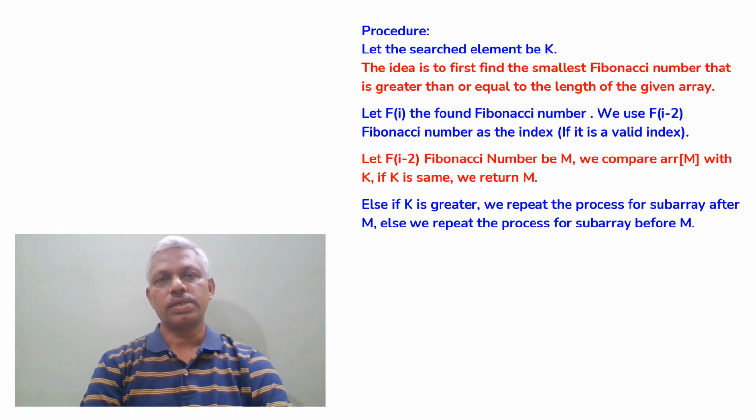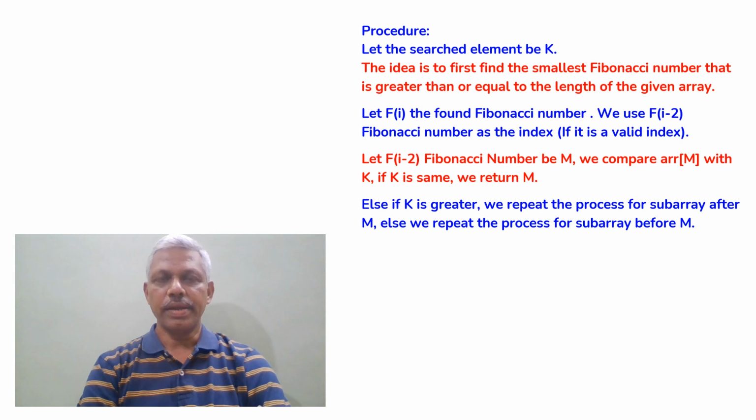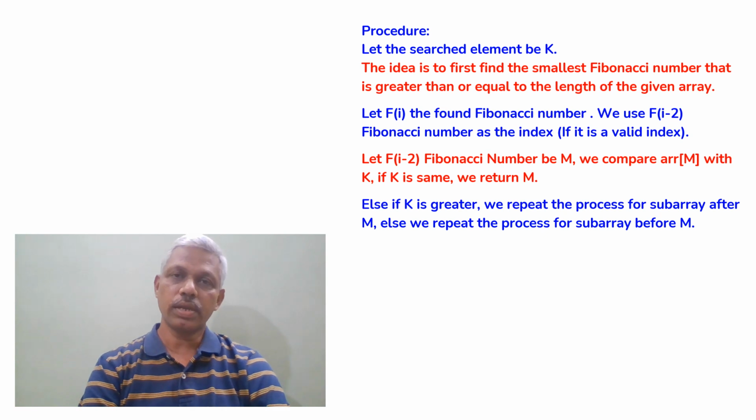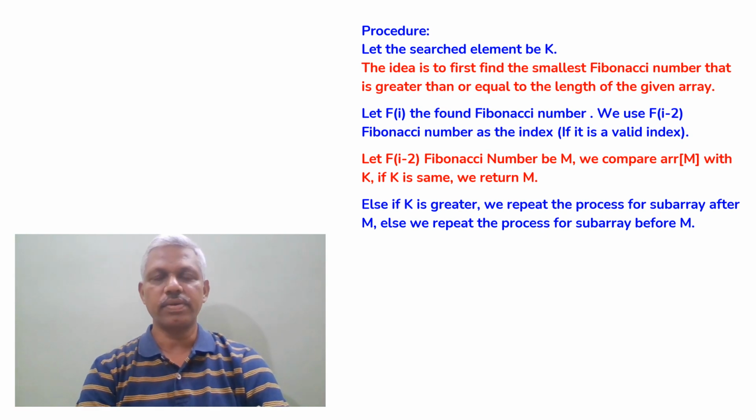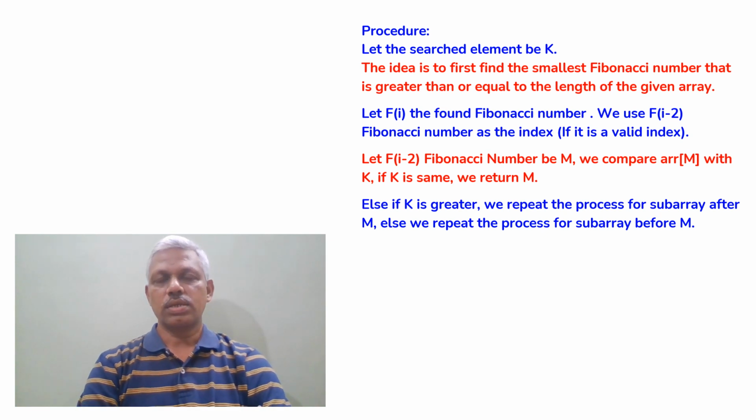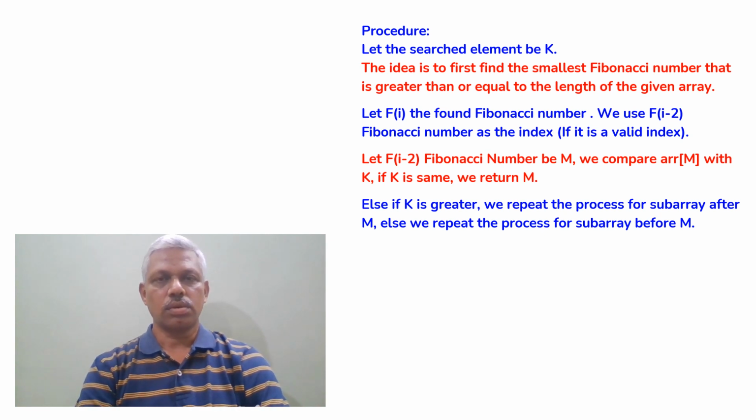Now, if you look into the procedure, if k is the key value to be found in the given sorted array, the idea is first we find the smallest Fibonacci number which is greater than the size of the given array. If n is the size of the array, then we find the smallest Fibonacci number which is greater than n. Once that number is found, the previous two numbers will also be found: Fib1, Fib2, Fib3. And based on Fi minus 2, that means the third Fibonacci number, treating this as an index, we use that as an index.